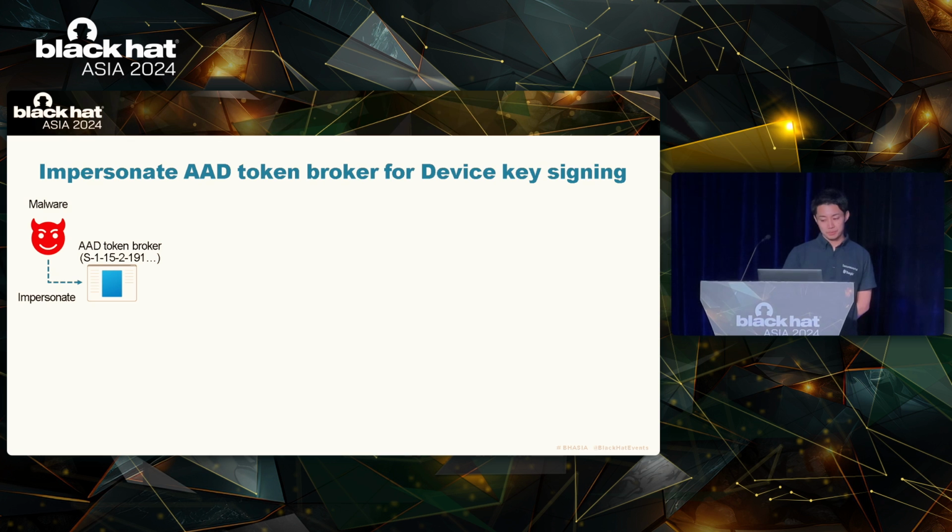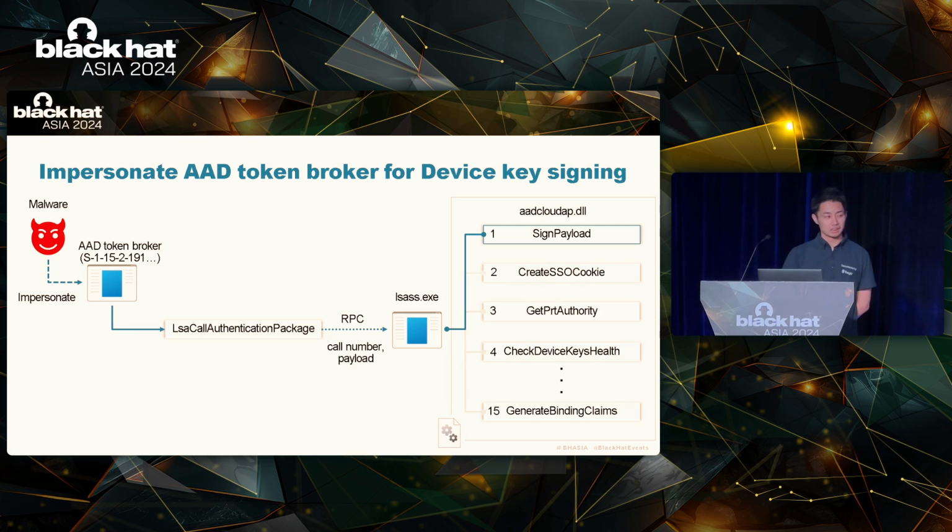So for example, from our C2 client, we can impersonate the Azure AD Token Broker SID to bypass the SID check, and then we can call the LSA call authentication package to execute, this time, the sign payload function inside the plugin. And if you include username and password in the JSON data sent to lsass.exe, then you can get the device key sign login request through this approach.